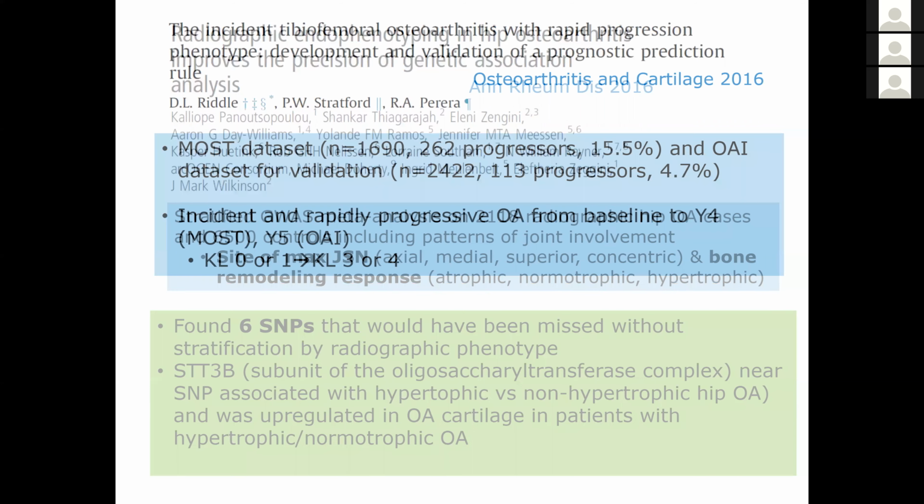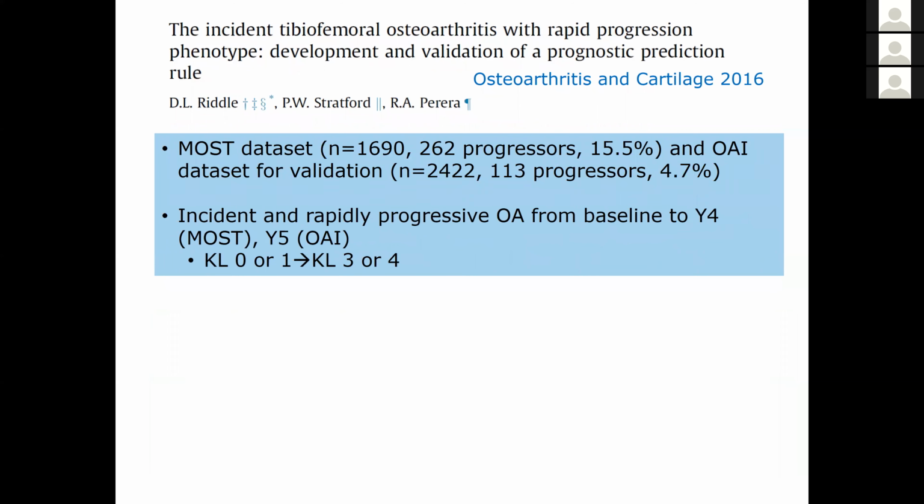Now going back to knee OA, this is a study that wanted to look for people that had more rapid progression. In this particular study, the rapid progression phenotype was defined as shown here as going from a KL 0 or 1 at baseline to a KL of 3 or 4, advanced or end-stage disease. They used the MOST data set for this trial, where they had 262 progressors. And then they did a validation data set using OAI data, where they had over 2,000 individuals and 113 progressors.